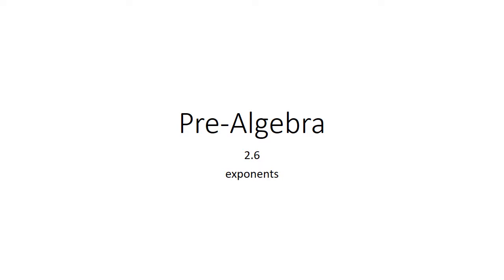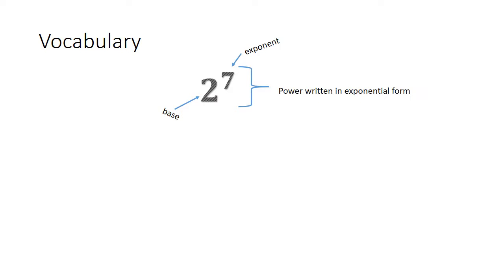Right, we're going to move on in another direction. We are going to be talking about exponents and powers for the next couple of sections. So this is 2.6, exponents. There's quite a bit of vocabulary involved in understanding how exponents and powers are written.